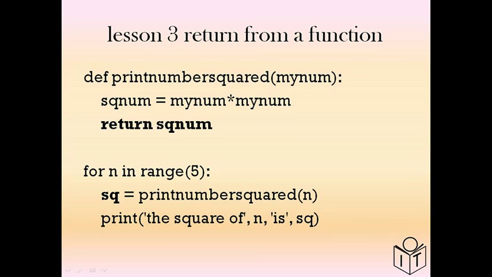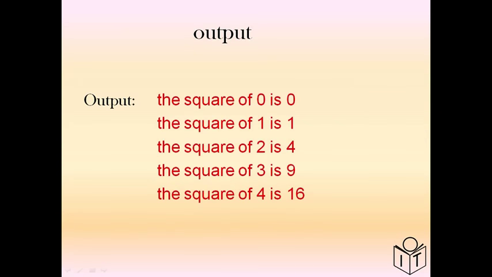Now something's got to catch it, if you like, and that's the sq variable. So now in our print statement we've got the square of n, which is the number from our range 0, 1, 2, 3, 4, and then is, and then sq is the square value which our function calculated. So that will have the same output, but this time we've called a function, we've passed something to it, and we've returned something from it.